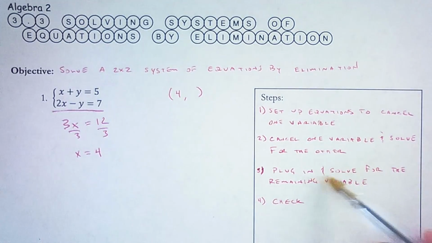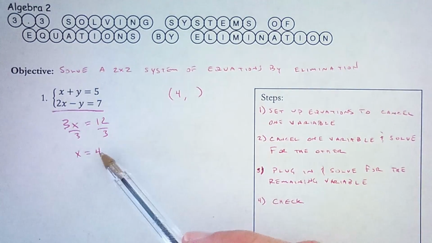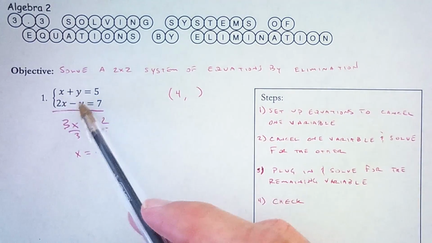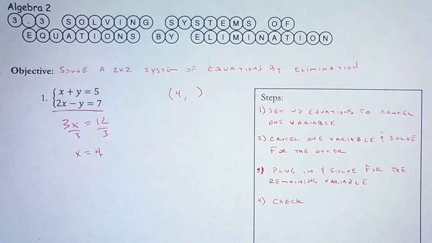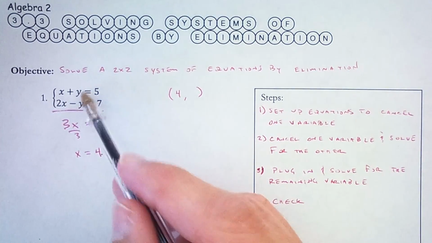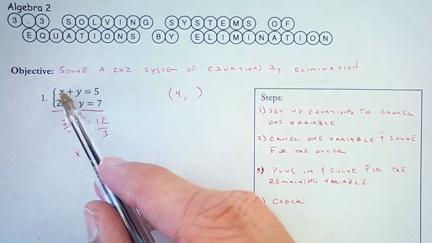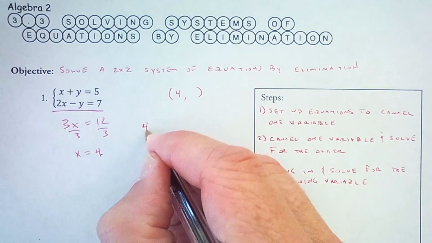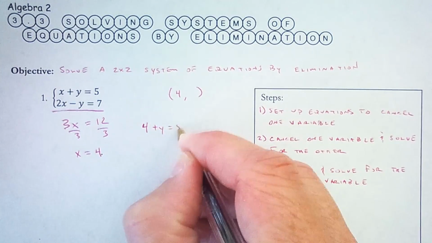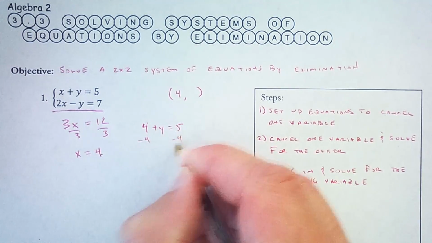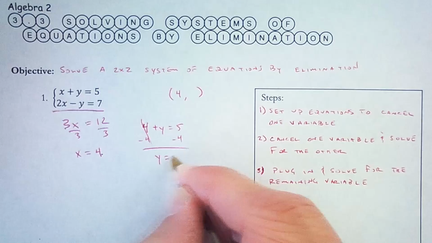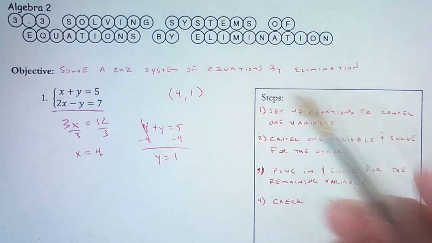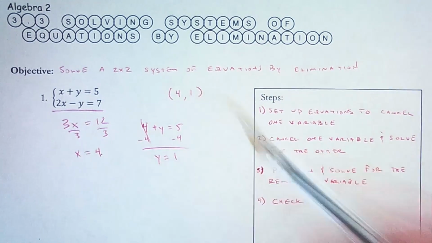So we'll plug in our variable that we have already found. We'll plug in x to one of these two equations and solve for the remaining variable, which is y. It does not matter which equation I use, but this top one here looks easier. So I'll plug x in there. 4 plus y equals 5. Minus 4 on both sides, and I get y equals 1. So these two lines should intersect at 4, 1.